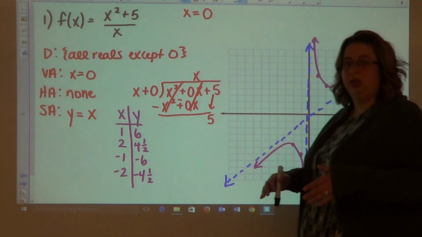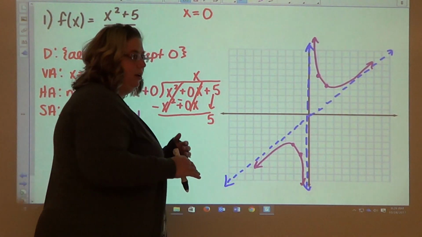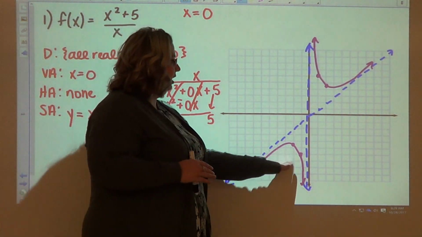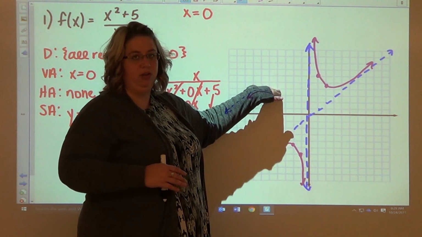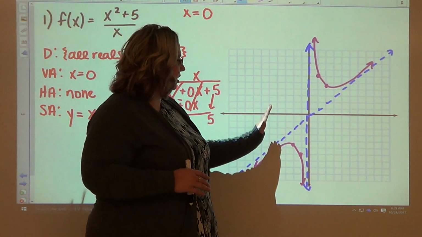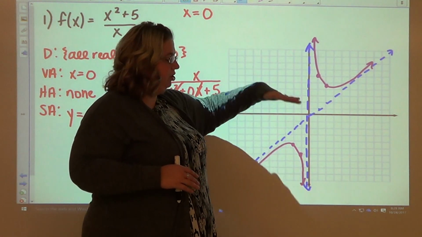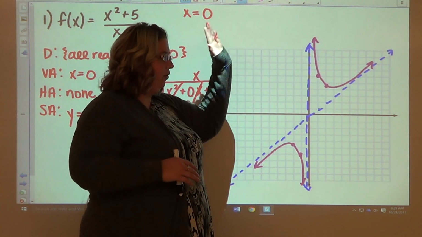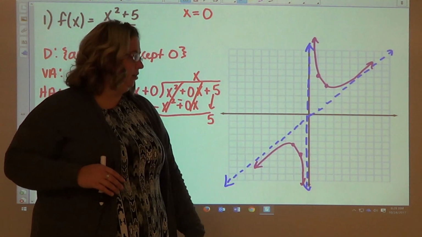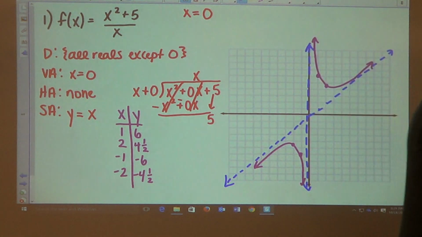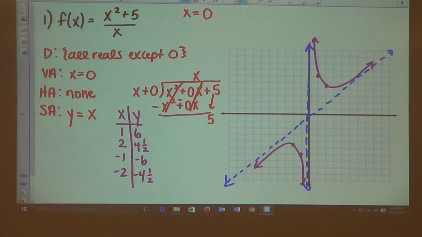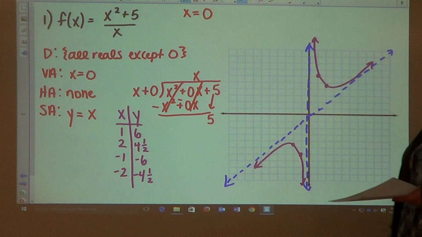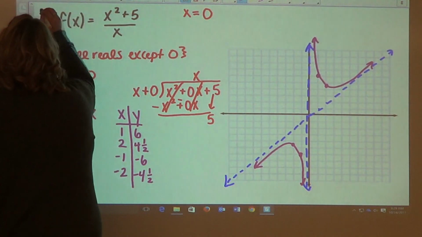Okay, a lot of times on these problems, just like we talked about yesterday, they're going to be diagonals. A lot of times these are going to be diagonals as well. They just look a little different because instead of having a vertical and a horizontal, we have a vertical and then a slant. Okay, let's do another example.